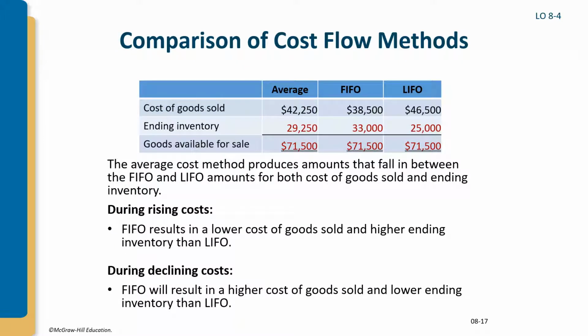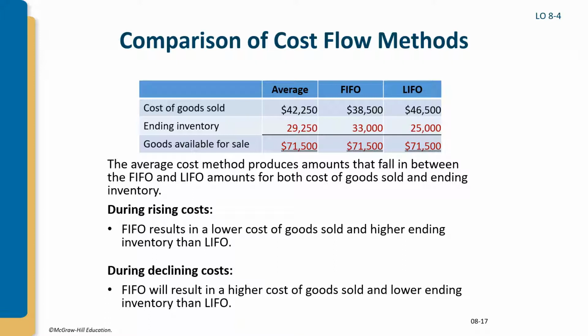So which method do you use? If you have a choice, you should use specific identification if you can. But what if you can't? Well, a lot of it is based on your financial objective of your company. Take a look. If you use average cost, okay, cost of goods sold is $42,250. Given the same information, the same purchases, the same sales. Because we used that first illustration in that very first slide to demonstrate all the methods.